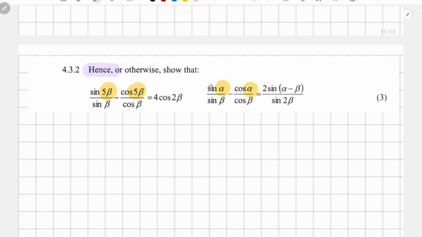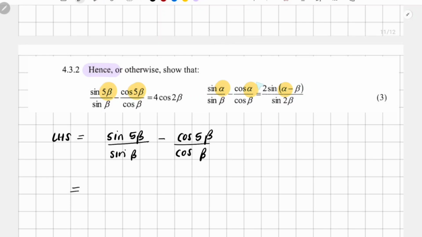If we were able to simplify all of this so that it becomes 2 sine of alpha minus beta over sine 2 beta, then it means that we can do this to this one. So we're working with the left-hand side. Of course, I will say LHS is equal to, and then rewrite what we have, and then simplify this expression using the rules that we have here.